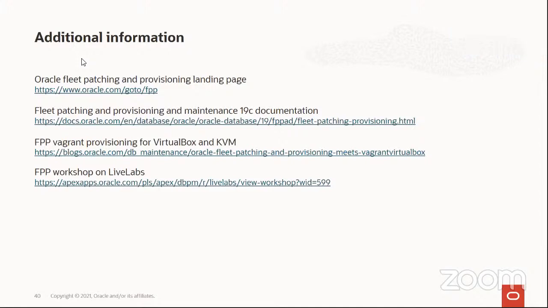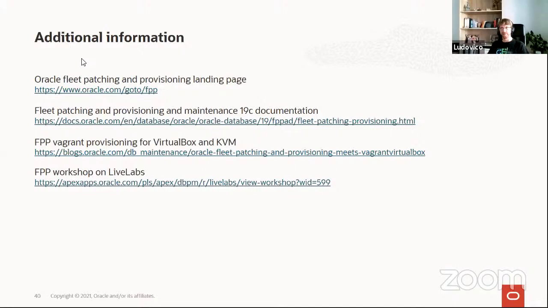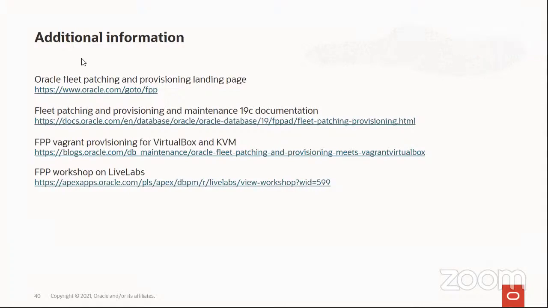To make the question short, Ludovico, the question is essentially that your FPP target can be at a lower version than the FPP server. Absolutely, yes. So you can have an FPP server that is 19C on Oracle Linux 8, and then you can have a target that is 12.1 on Oracle Linux 6, for example. And there is no requirement to relink the DB home because of the different Linux version.